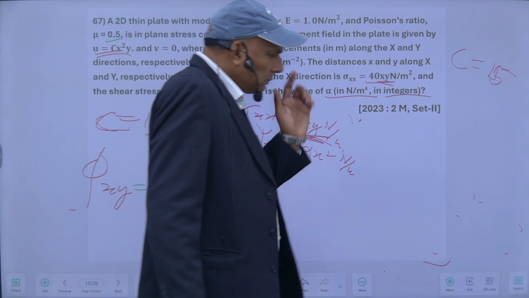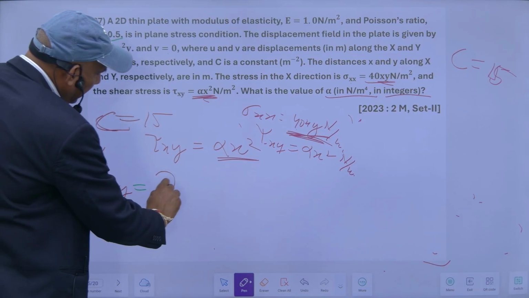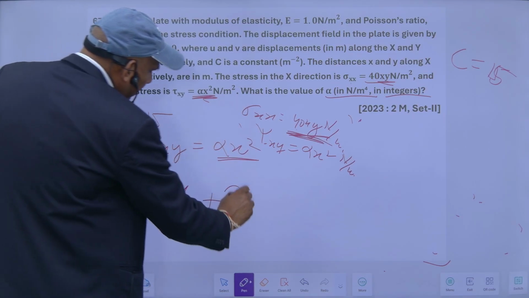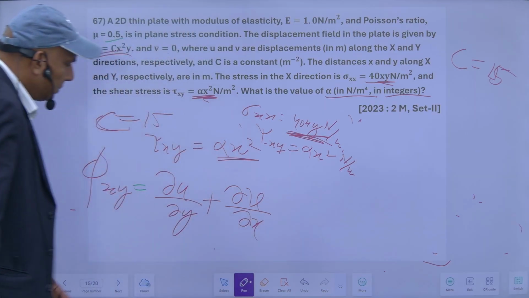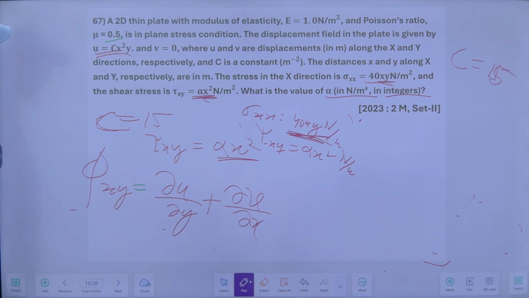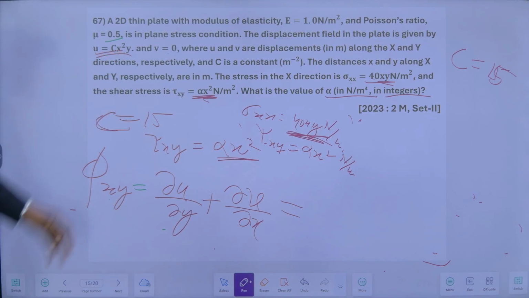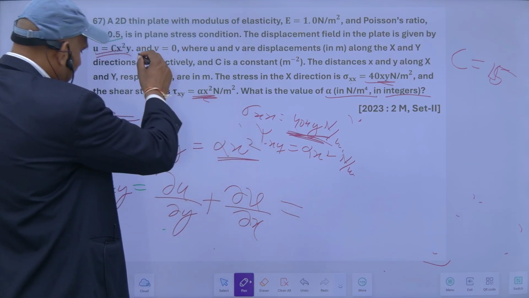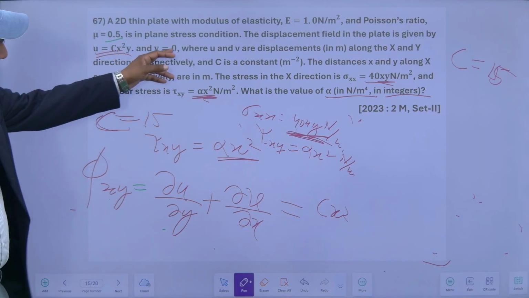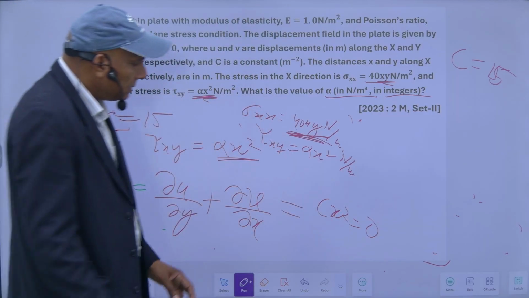This is equal to the derivative of displacement u with respect to y plus the derivative of displacement v with respect to x. So with this you will get shear strain. This is the xy plane, and the value of u is equal to this much. So its derivative with respect to y will be cx square, and the derivative of the other term will be 0. So it means phi xy is equal to cx square.